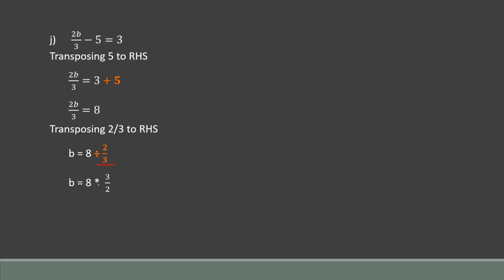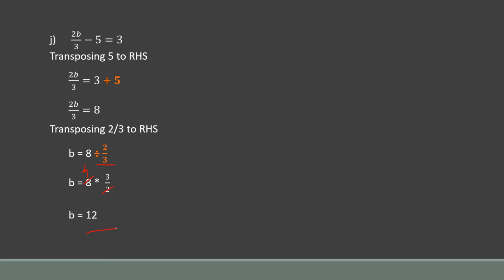So I will get 8 into the inverse of 2 by 3, which is 3 by 2. So here I will get 8 into 3 by 2. 8 is divided by 2, that is 4. So I am getting 4 into 3, that is 12. So my answer is B is equal to 12.